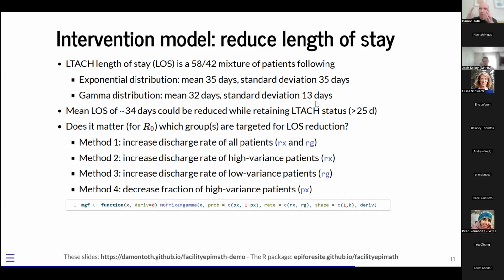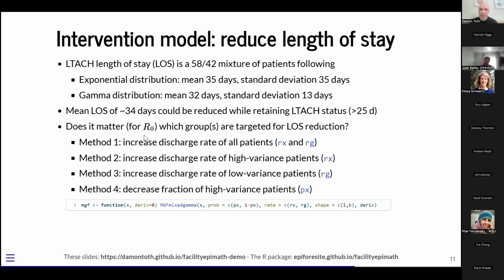So that part of the distribution represents the more peaked shape, where some patients have a more predictable length of stay, with a lower variance than you would expect if you just used the basic exponential distribution for everyone. The mean length of stay overall, combining those two, is about 34 days. An LTAC, by definition, has to have a greater than 25-day length of stay to be defined as an LTAC for insurance purposes. So these facilities did have some room to play with. They could get their patients out faster, perhaps with some effort.